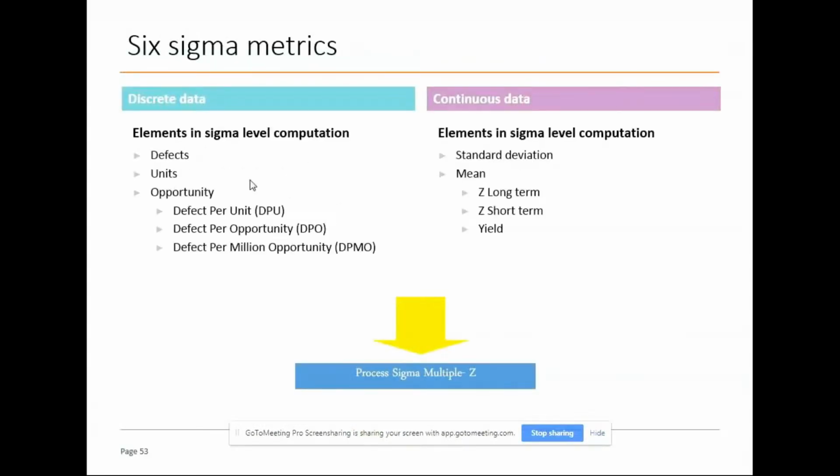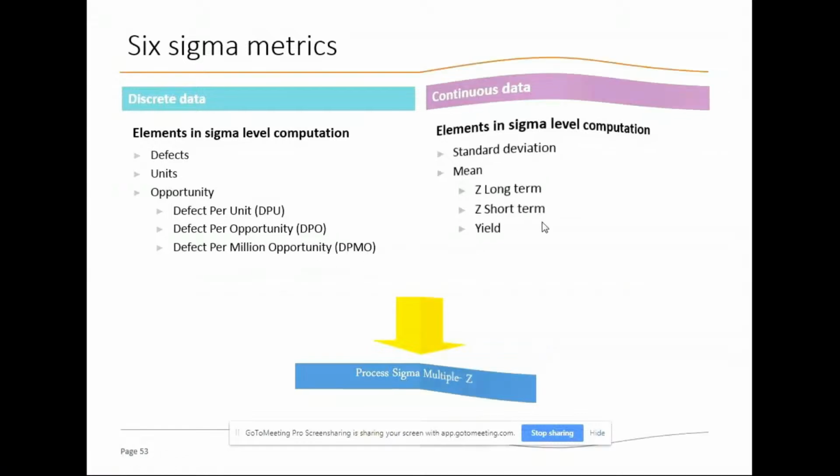Okay, so if you have a discrete data set, you would calculate defect, unit, opportunity, DPU, DPO, DPMO, right? But if you have a continuous data set, you would be able to calculate standard deviation and mean, and then instead of DPU, DPO, DPMO, you would calculate Z long term, Z short term, and process yield, right? There are various ways of calculating process sigma. So all this, from DPMO, you can calculate the sigma level of the process. There are DPMO to sigma conversion tables available. You can just look up the nearest DPMO value and take the sigma value from there.